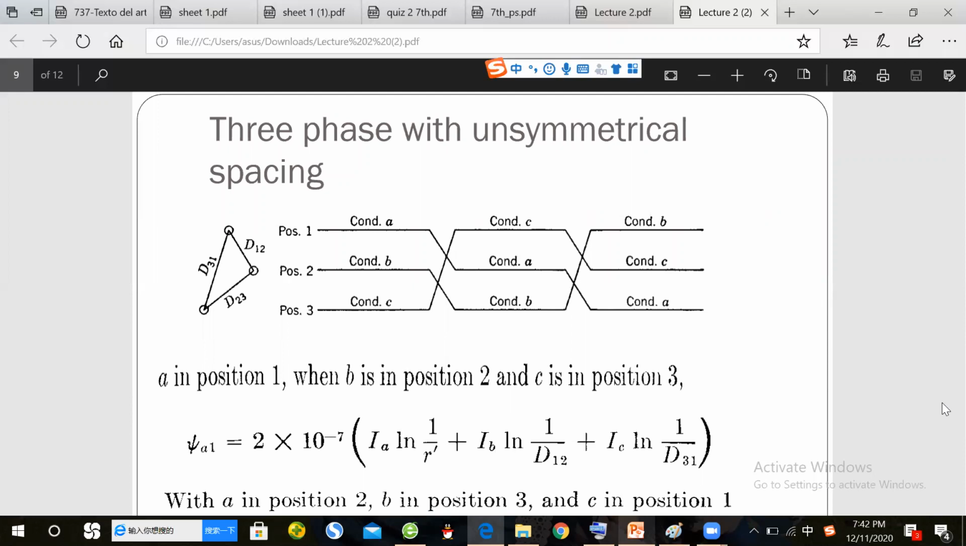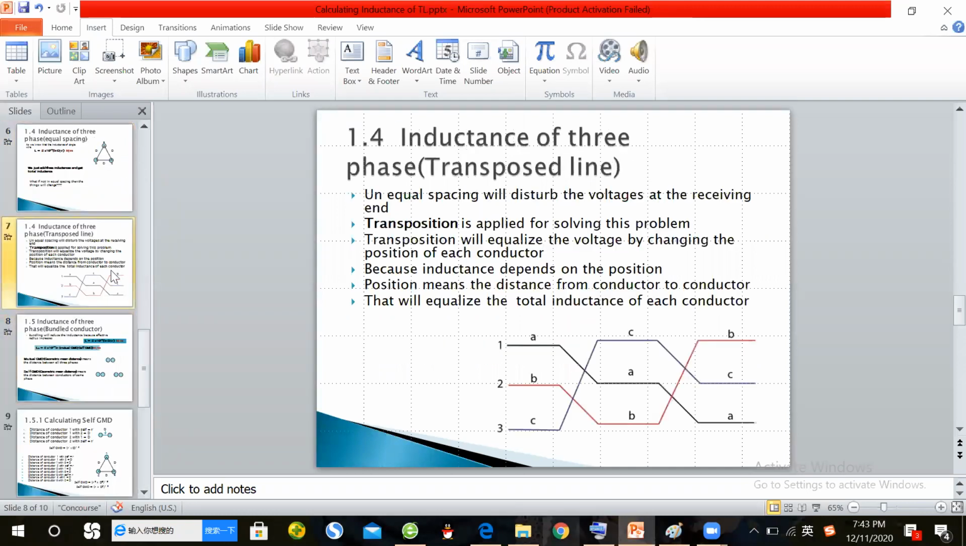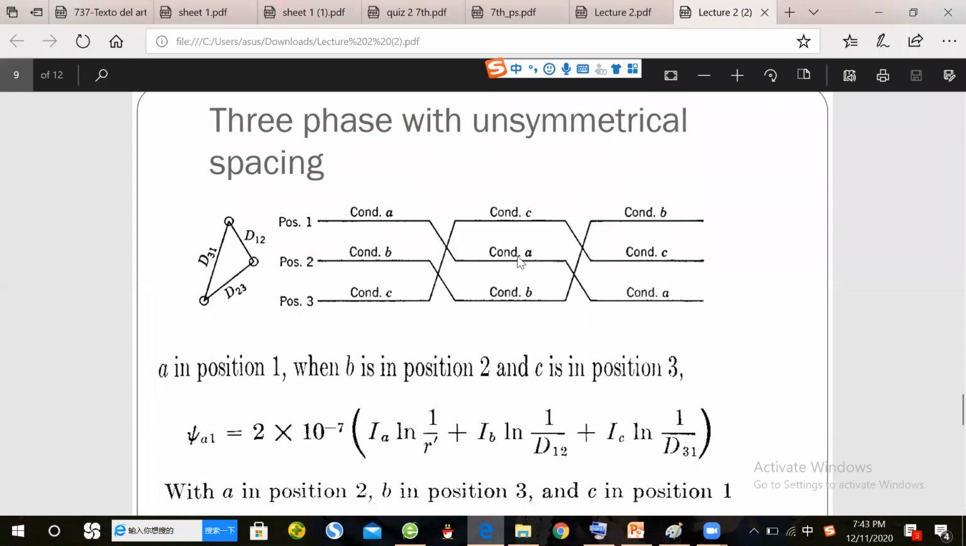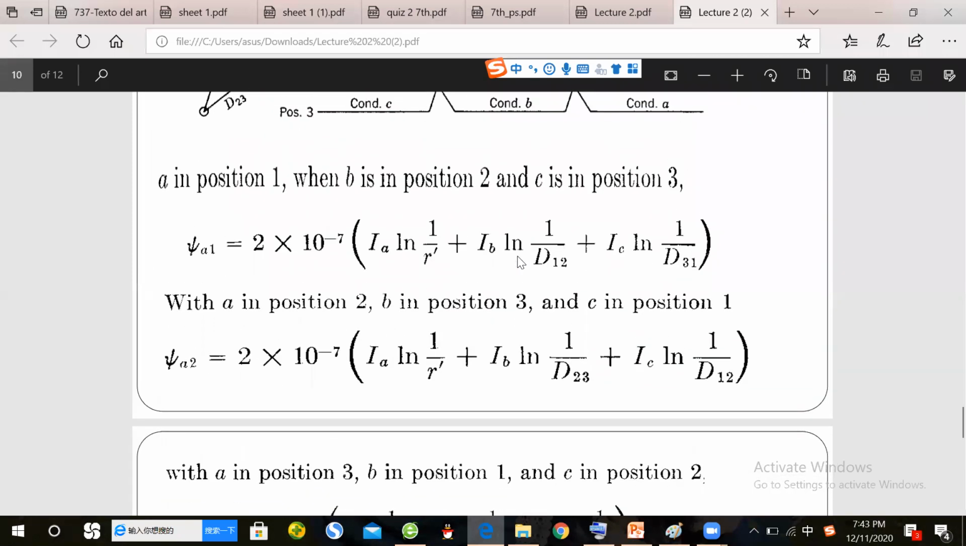Okay, one thing I want to explain is that the terminology is sometimes different. You said GMR and I used self GMD. So here is another unsymmetrical spacing. It's the same as I explained here. In this slide, for the transposed line, you can say that unequal spacing or unsymmetrical spacing is the same thing. This is the same as she did here. We will solve this problem too. Don't worry, I will solve all these problems in the next lecture.